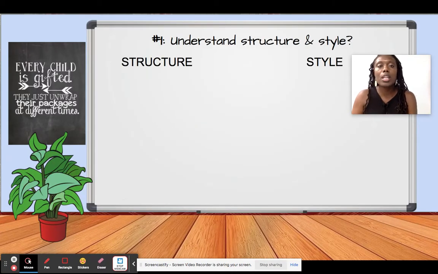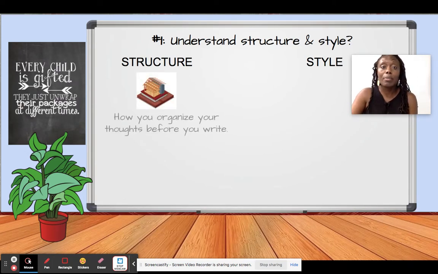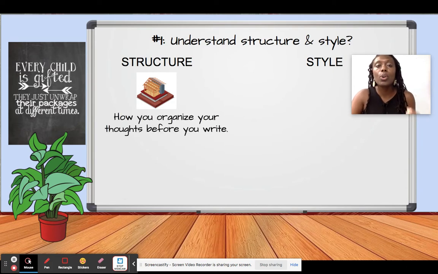Let me first help you to understand structure and style. Now, if you are not new to IEW, you are a veteran parent, then you can skip this part. But if you're new to IEW, I always like to explain what IEW means by structure and style. So by structure, basically, it's how your student will organize their thoughts before they write.